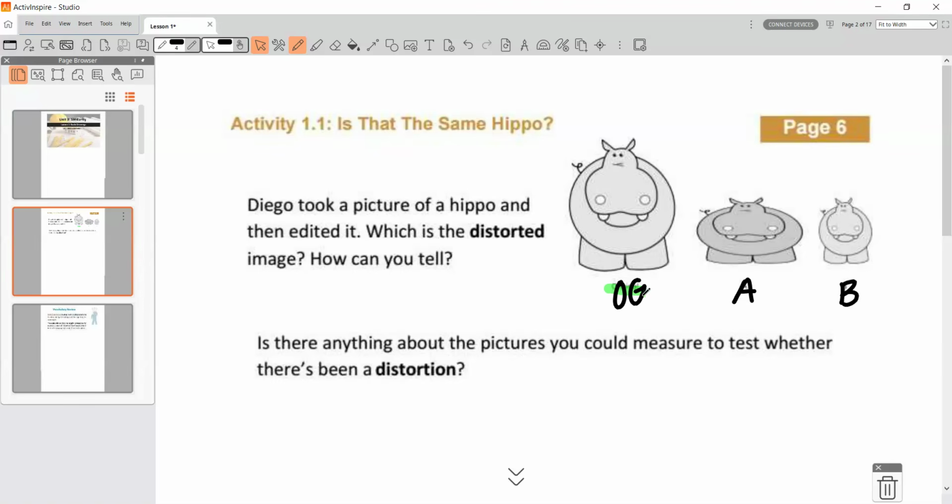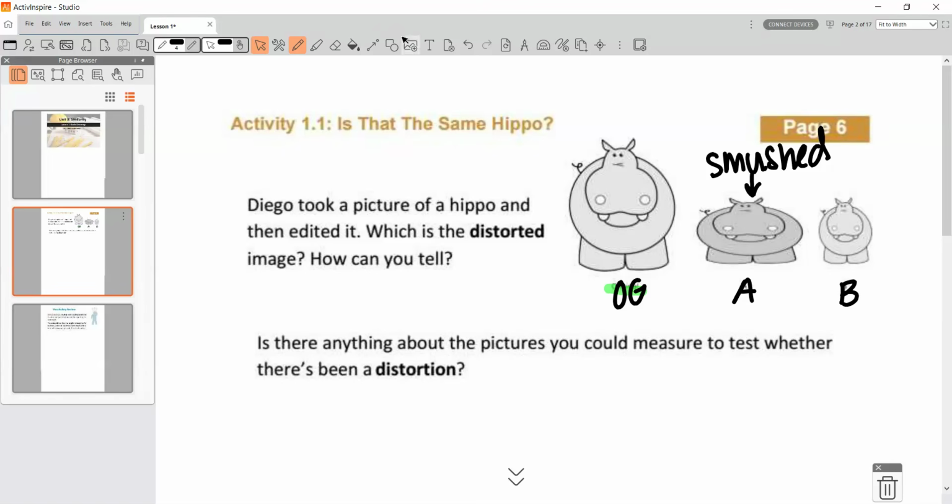So here's the original. And so if we take a look, it looks like this A hippo is smushed, right? It looks like it was just smushed or pushed down, okay, but not skinnier. So it looks smushed. It looks like a little bit fatter or wider proportionally than the original, right? So this one looks smashed or smushed.